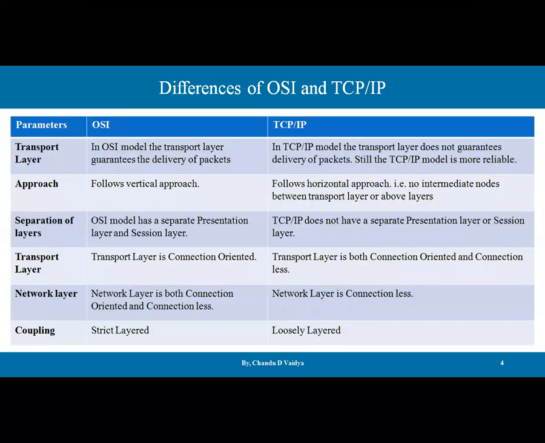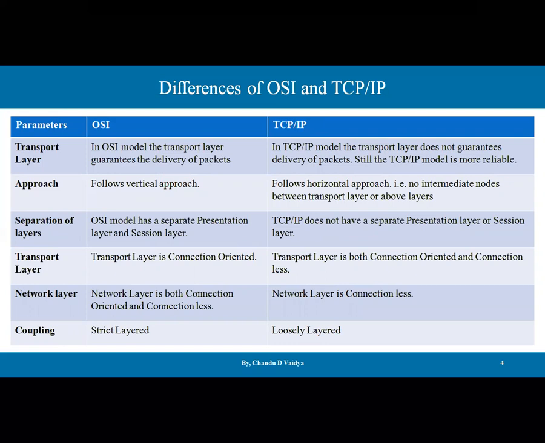Another difference is the transport layer. In the OSI model, the transport layer guarantees the delivery of packets. As we know the concept of connection oriented, here there is a guarantee of delivery of packets. But in the TCP/IP model, the transport layer does not guarantee delivery of packets. Still, the TCP model is more reliable.